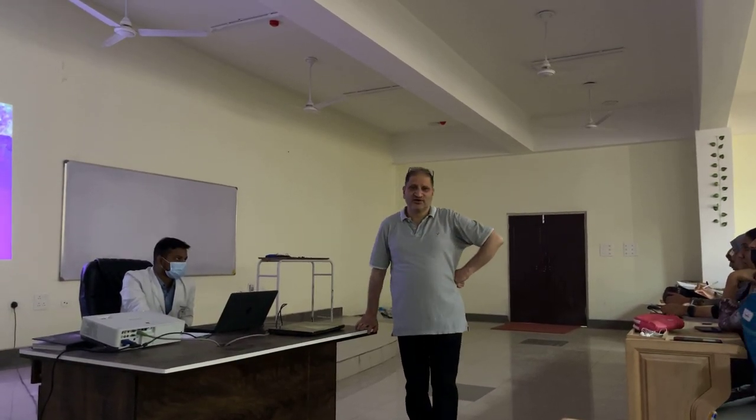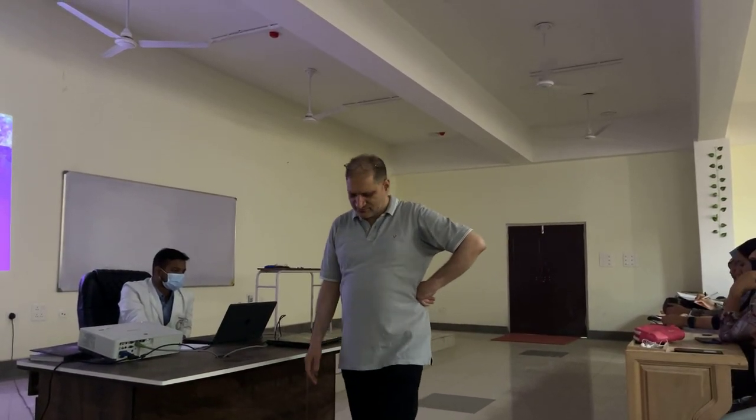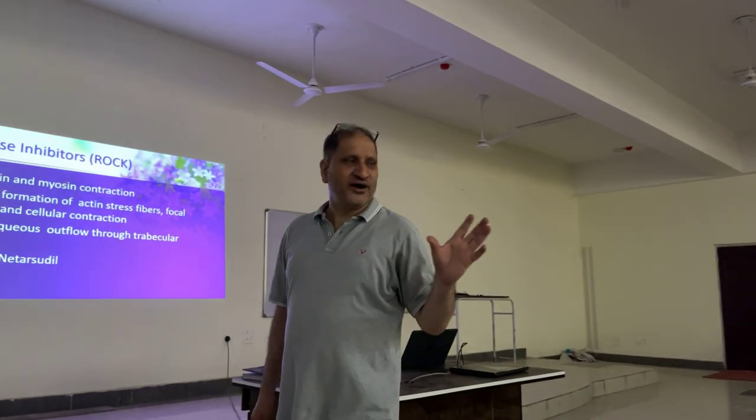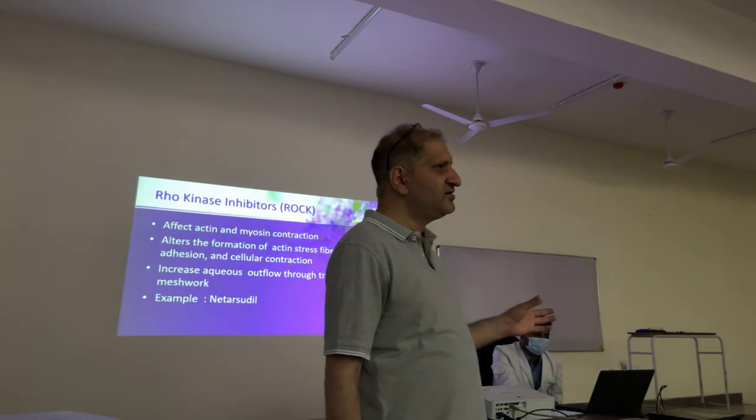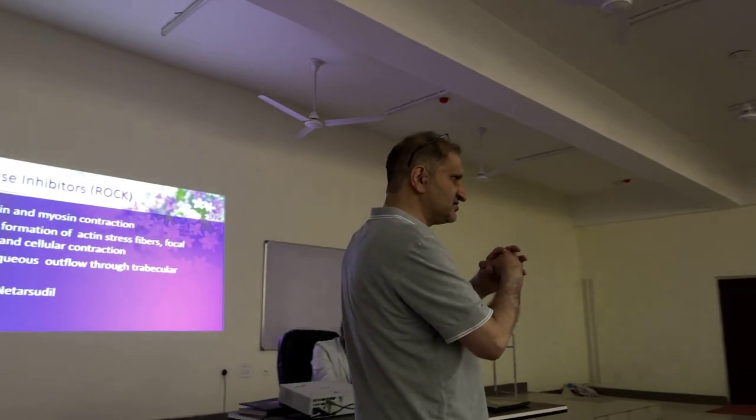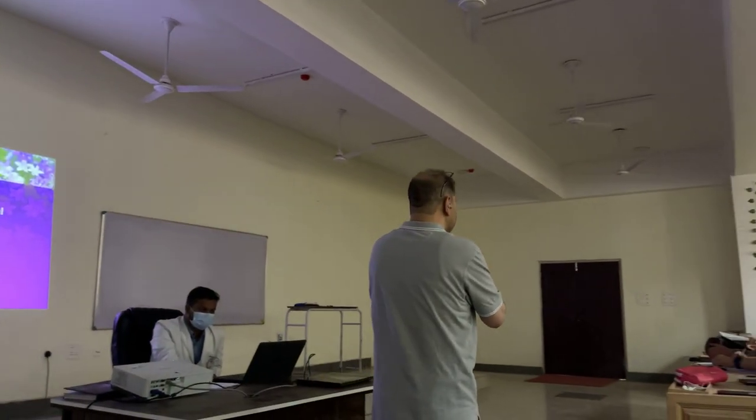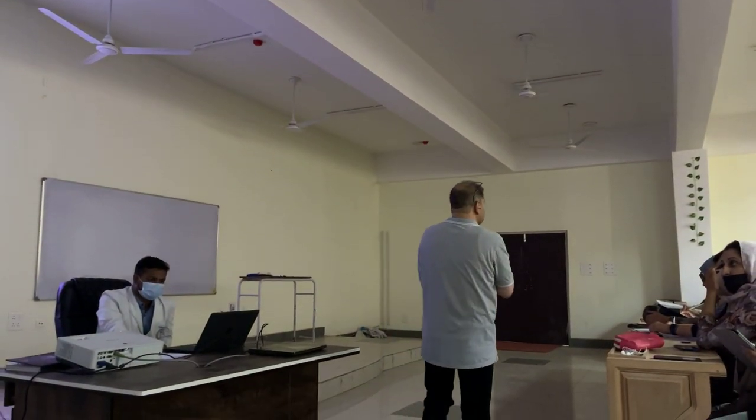These are called Rho kinase inhibitors. What is Rho kinase? They are GTP binding proteins. They bind the cells.